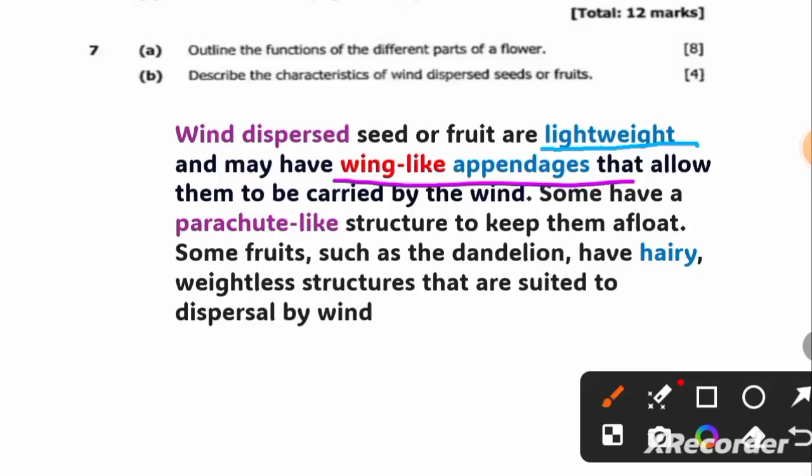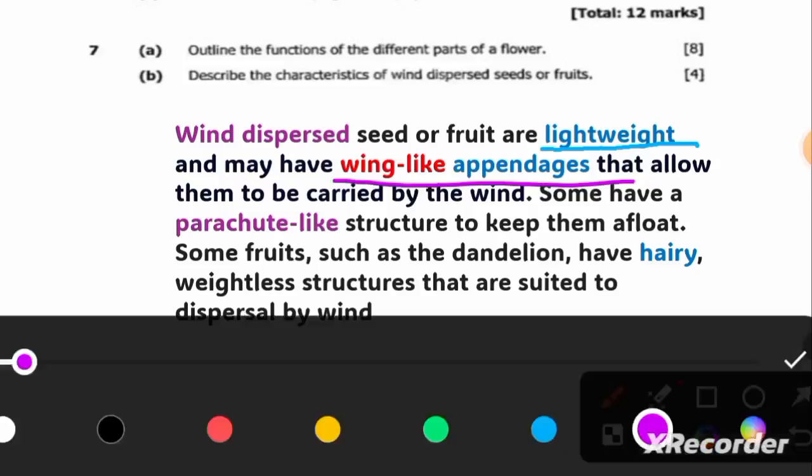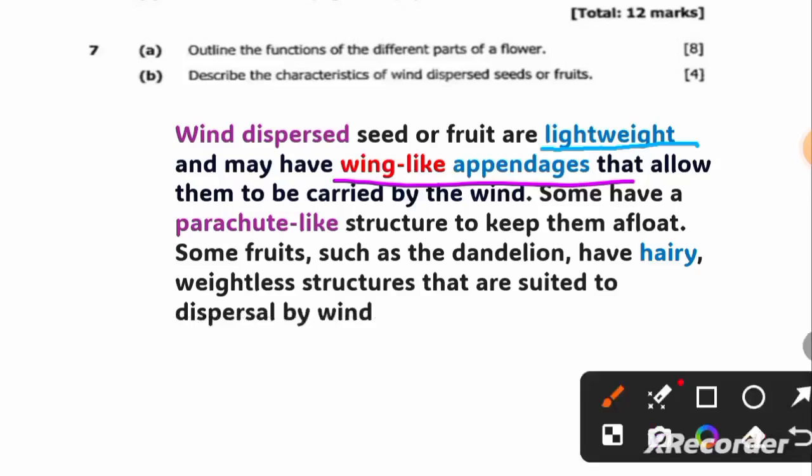Some have parachute like structures to keep them afloat. Some fruits such as the dandelion have hairy weighted structures that are suited to dispersal by wind. So these are some of the characteristics or features or adaptations making these seeds or fruits carry out wind dispersal.